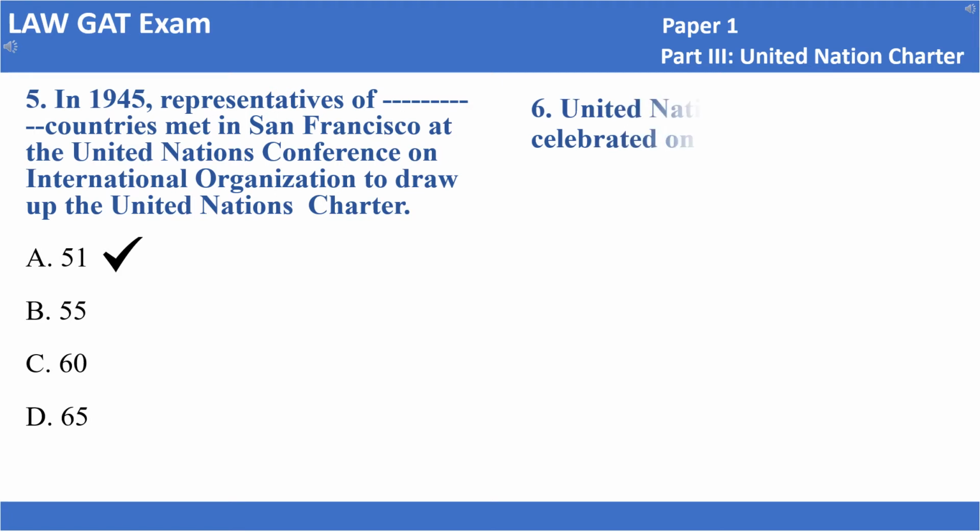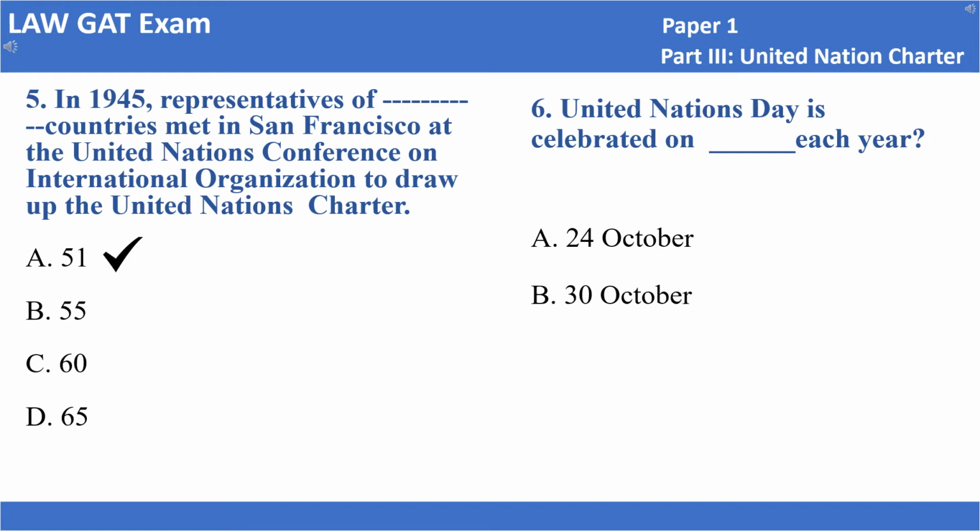United Nations Day is celebrated on which day of each year? Is it option A October 24th, option B October 30th, option C September 24th, or option D September 30th? The correct answer is option A October 24th.